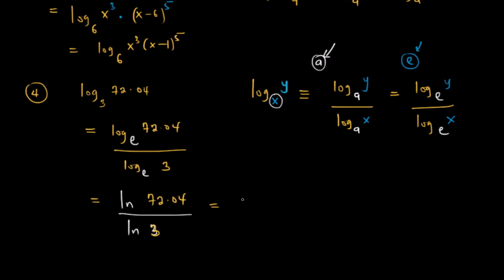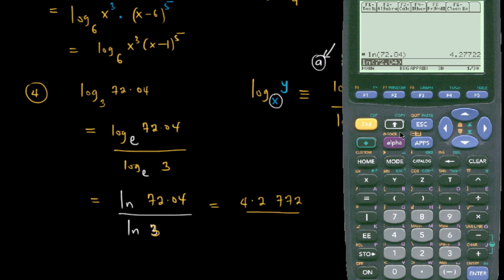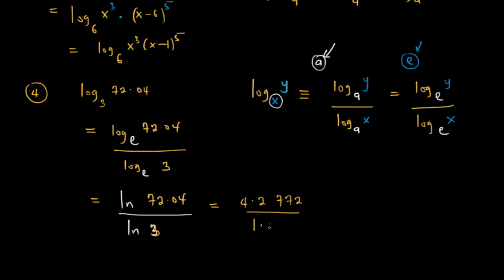So we write 4.2772, now divided by the ln of 3. So what's the ln of 3? We go again, second function, the ln of 3. This is just going to give us 1.09861.